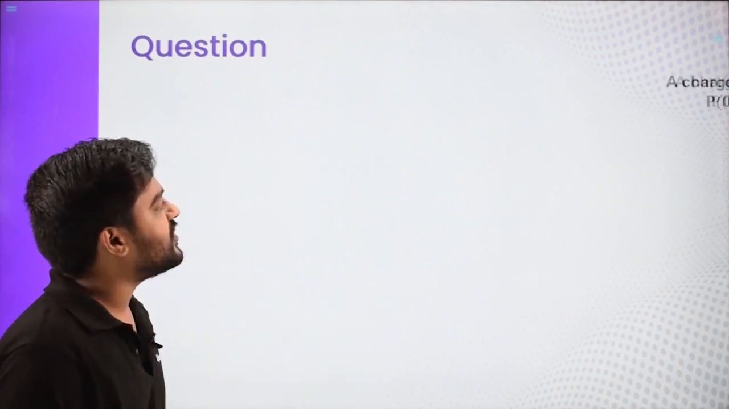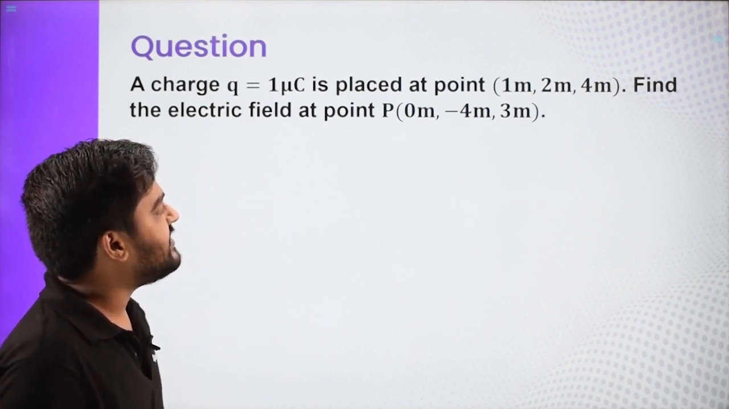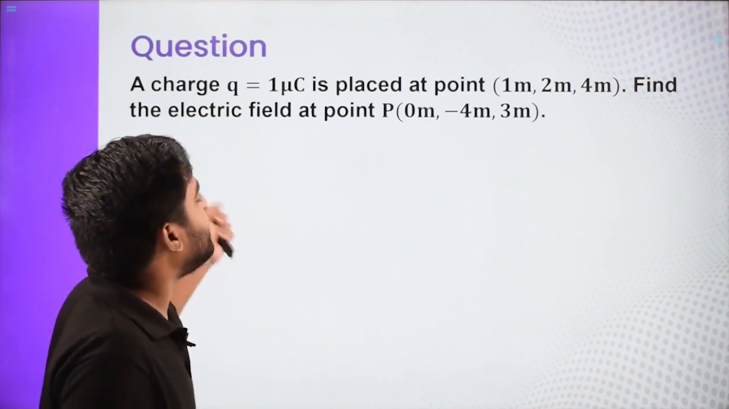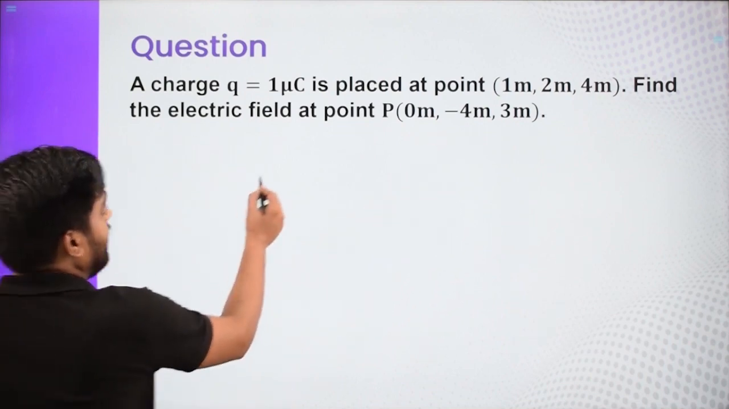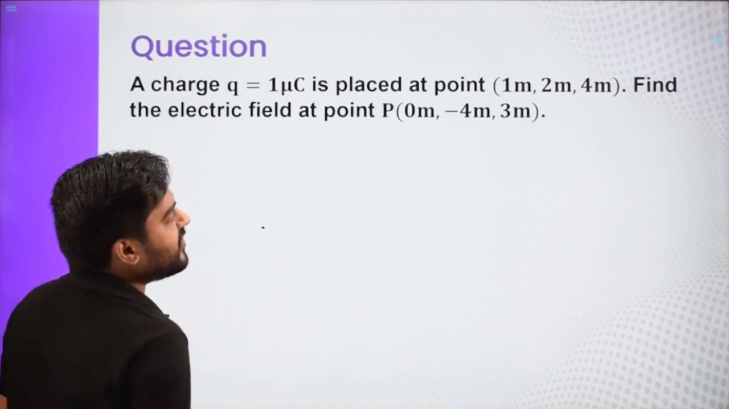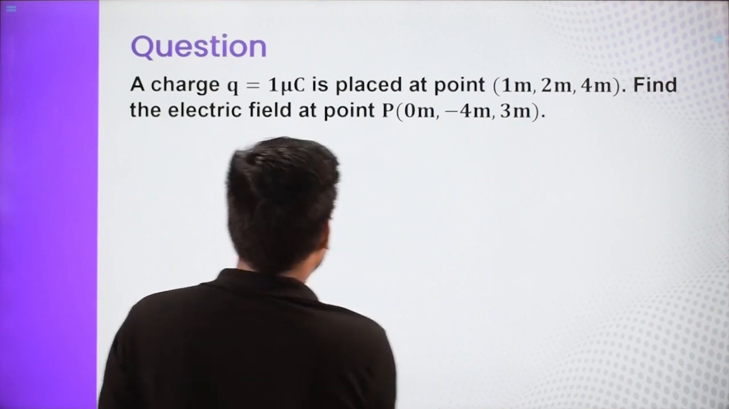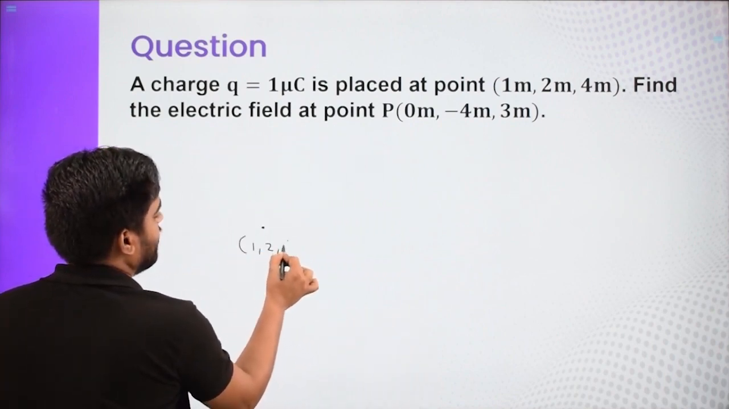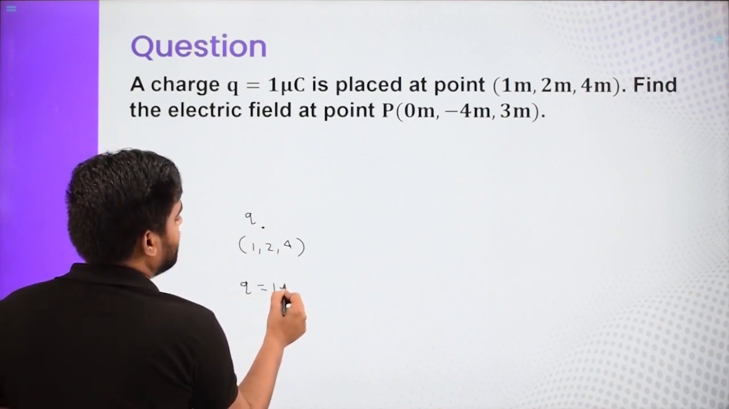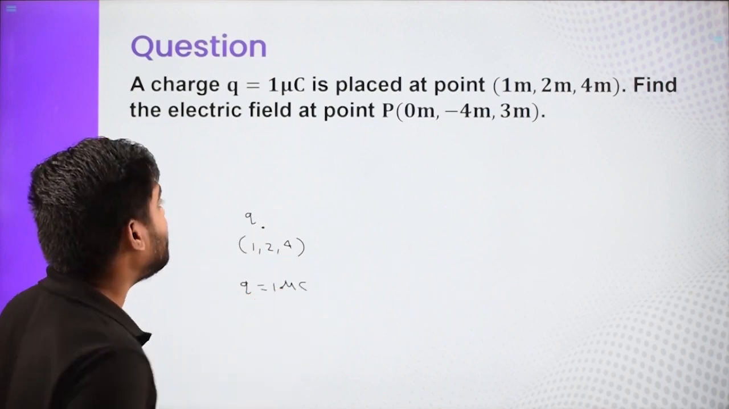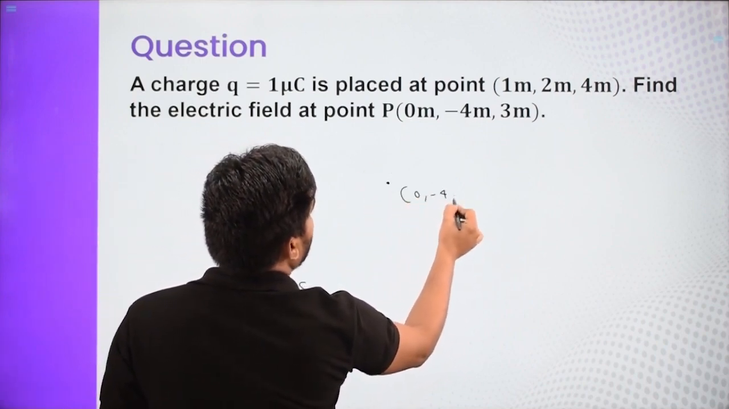Now let us discuss a question. The charge Q, 1 microcoulomb, is placed at this point. Find the electric field intensity at this point, which is some other point. Now I will say that this is my one point where the charge is placed, and this point is (1, 2, 4). And here we are putting Q, which is nothing but 1 microcoulomb. And we need to find electric field intensity at another point, which is P over here. So P is (0, -4, 3).